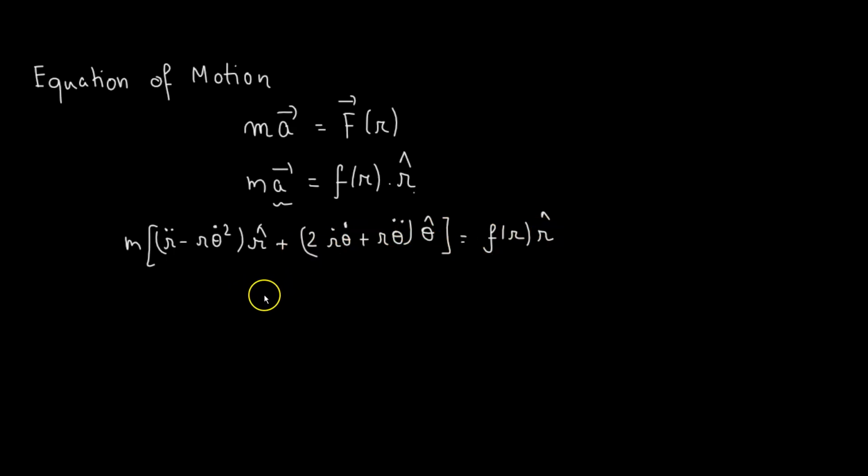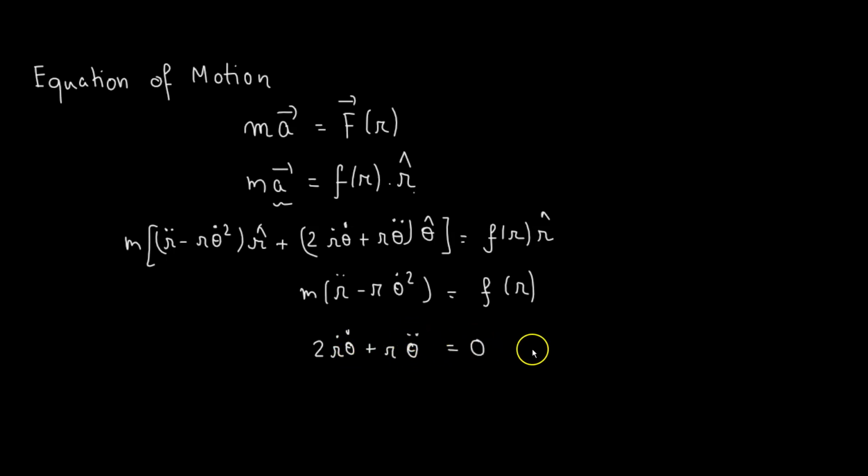So if we compare both sides, then we will obtain m times (r double dot minus r theta dot squared). This is the component of r cap, so that equals f of r. This is equation number 1, and then we have 2 r dot theta dot plus r theta double dot equals 0. So that means the angular part of acceleration is equal to 0. We have already talked about this; this is what we just proved a few moments ago.